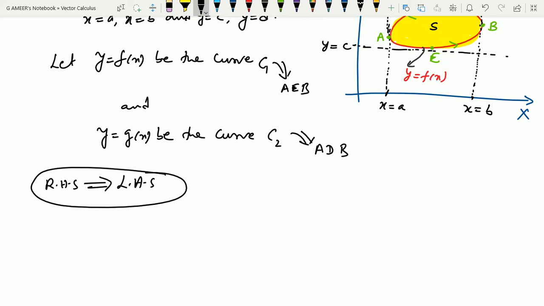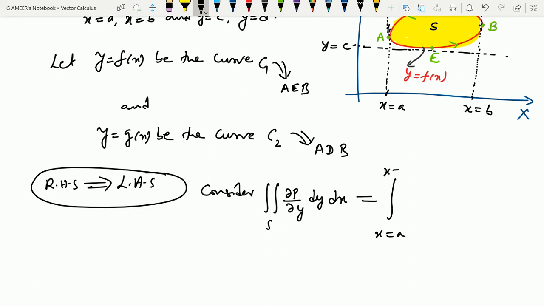Let us consider this one, the surface integral in the xy plane of dou P by dou y into dy dx. This can be written as: first we perform the integration with respect to y, then with respect to x. Here x is varying from a to b, but y is varying from the lower part f of x to the upper part g of x. So that is dou P by dou y into dy.